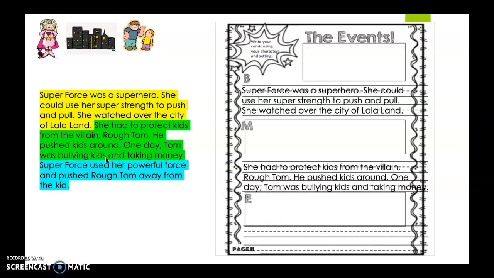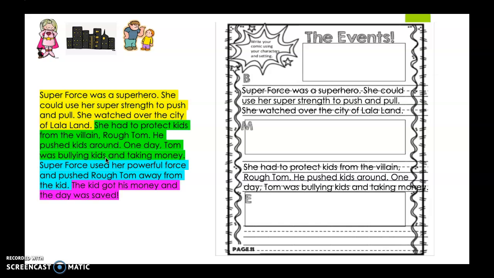Then I get to the end. Superforce used her powerful force and pushed Rough Tom away from the kid. Phew. But now, is that completely the end? Do I know what happened? Not really. I need to add a little bit more to make it a real end. Because remember, at the end, that problem gets solved, and then the story kind of gets wrapped up. Hopefully we have a happily ever after, right? So I'm going to add a little more.